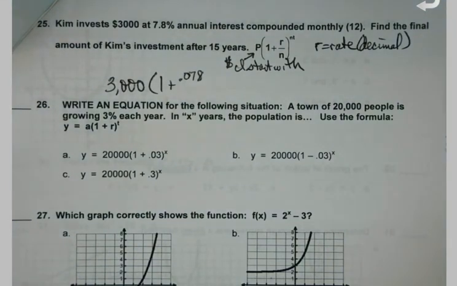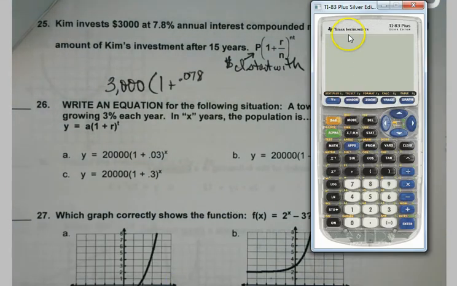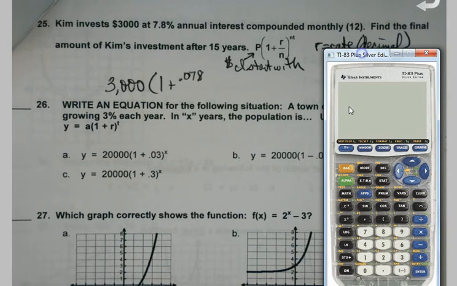Now if you don't remember that, here's your other option. You always can take whatever interest rate they give you and divide it by 100, and the calculator will get it into the decimal mode for you. Okay?